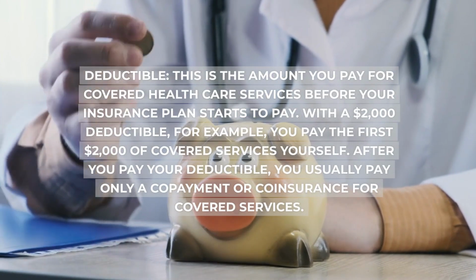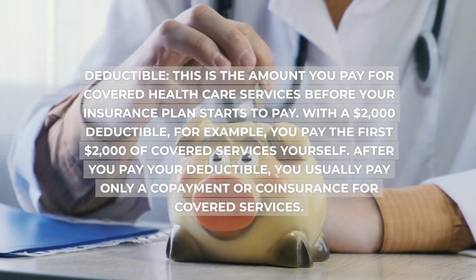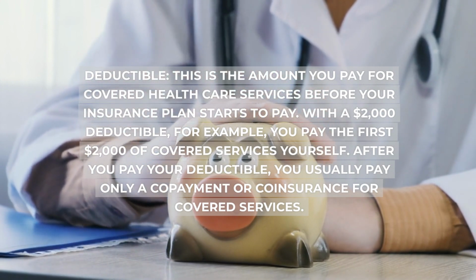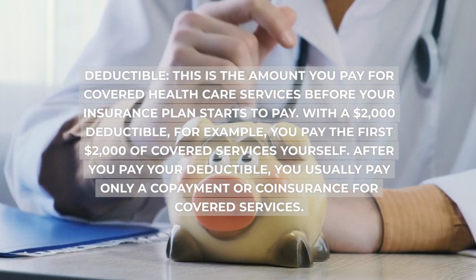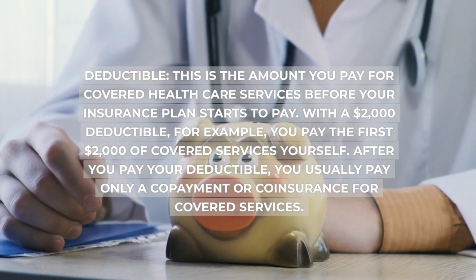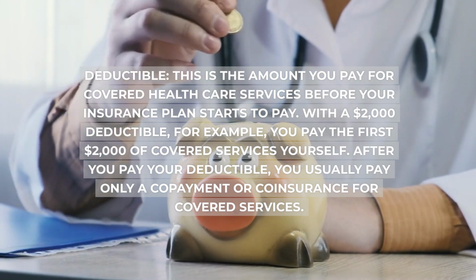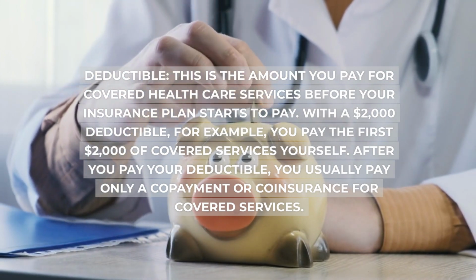Deductible. This is the amount you pay for covered healthcare services before your insurance plan starts to pay. With a $2,000 deductible, for example, you pay the first $2,000 of covered services yourself. After you pay your deductible, you usually pay only a copayment or coinsurance for covered services.